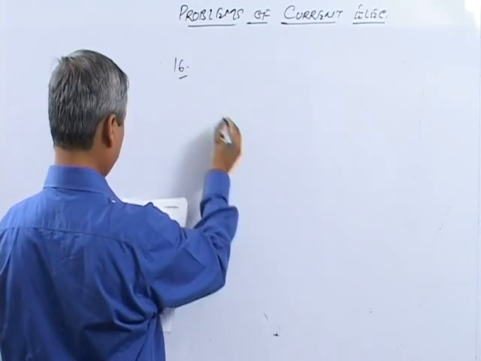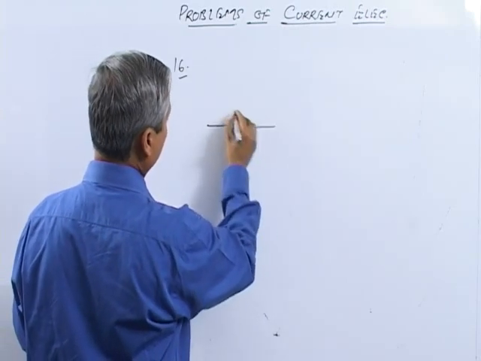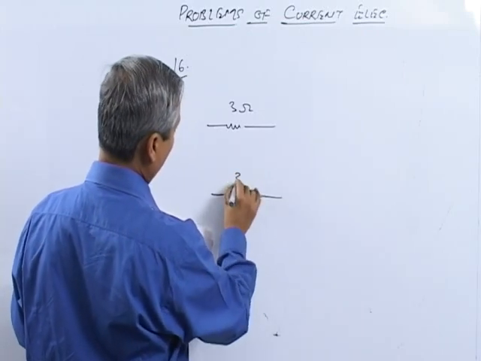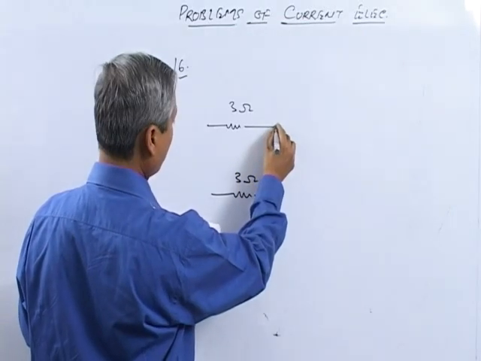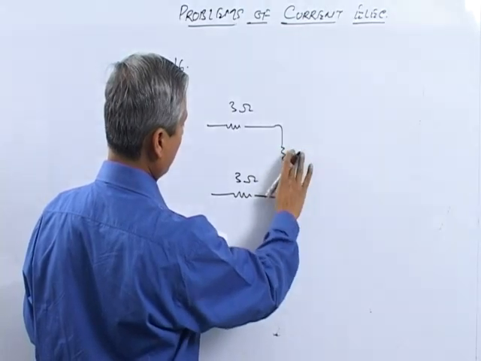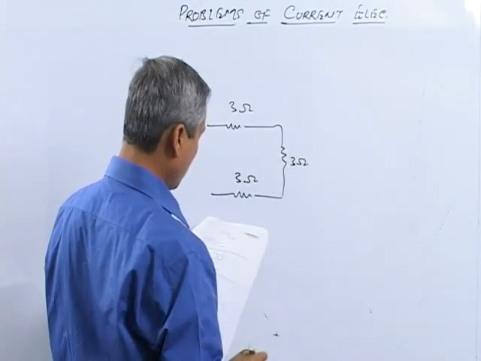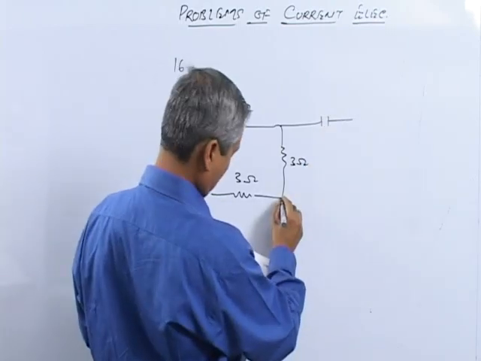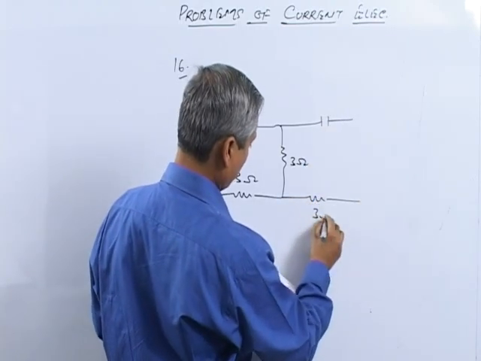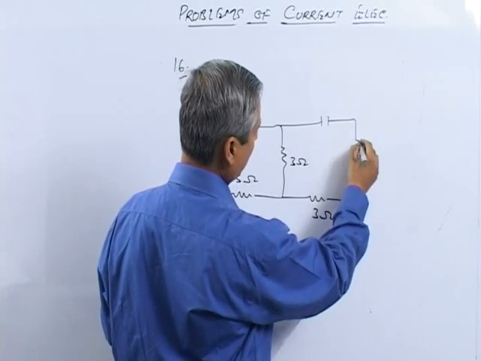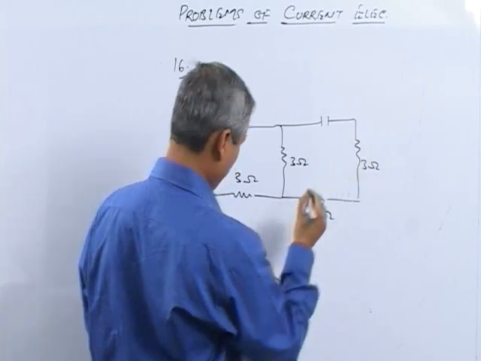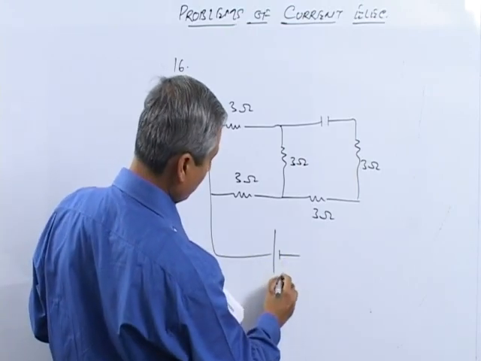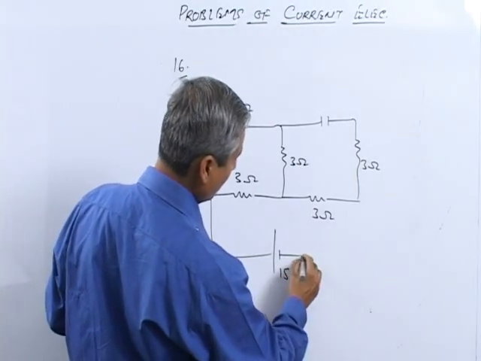Question number 16. Here we have a 3 ohm resistance, then one more 3 ohm resistance. This is a 3 ohm resistance, a capacitor, a 3 ohm resistance, and then a battery of 15 volt connected to it.